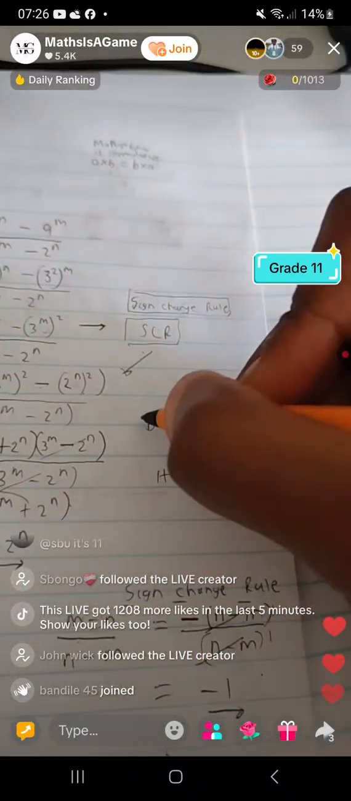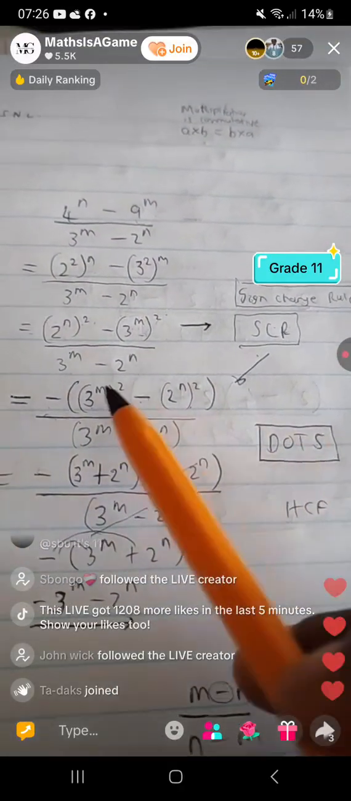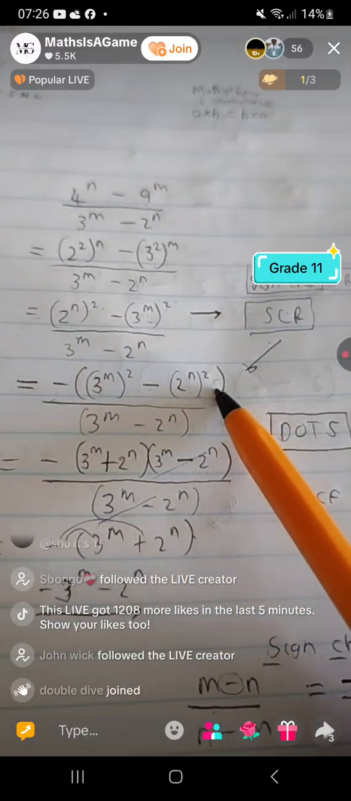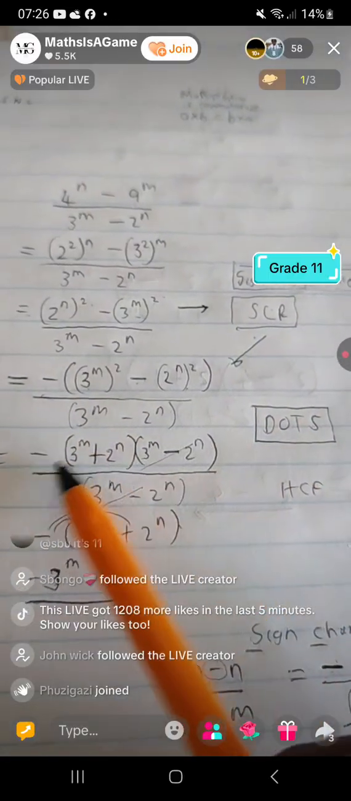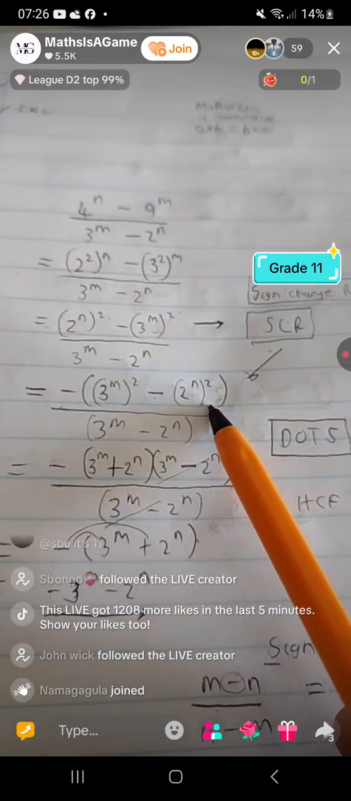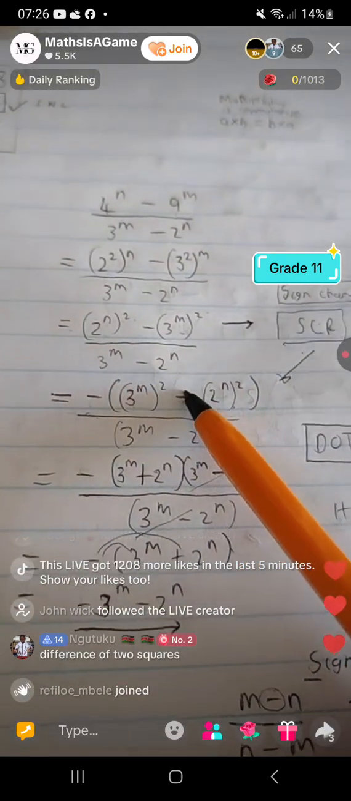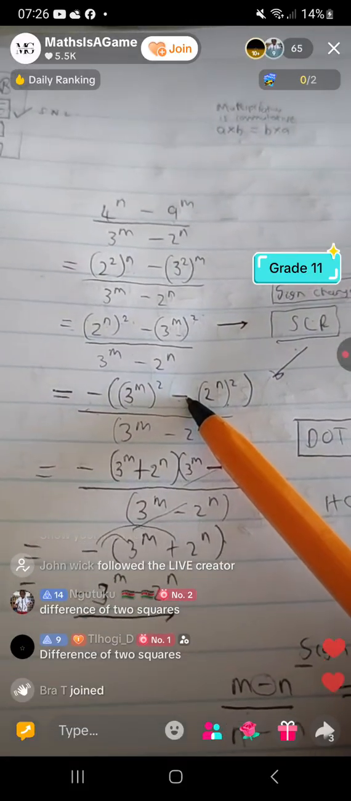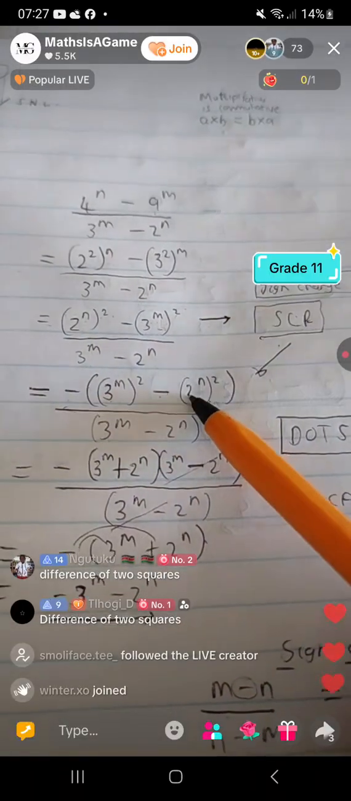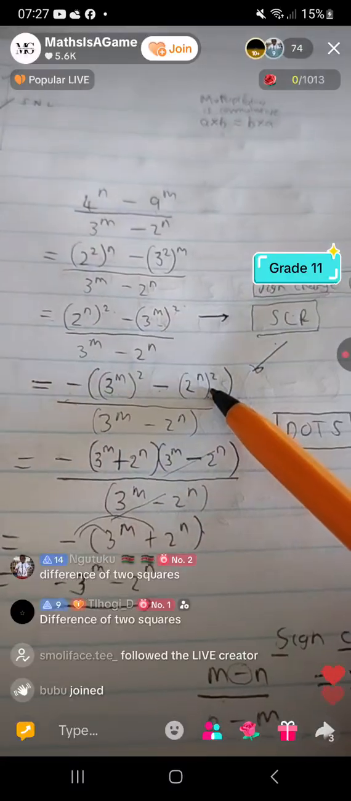Then I'm sure you can see that inside this bracket, there is a type of factorization that can be applied. What type of factorization? What do we refer to this as? 3 to the power m squared minus 2 to the power n squared. What type of factorization is this? It's a difference, because minus means difference. 3 to the power m squared is a perfect square, and 2 to the power n squared is also a perfect square. So we call this a difference of two squares.